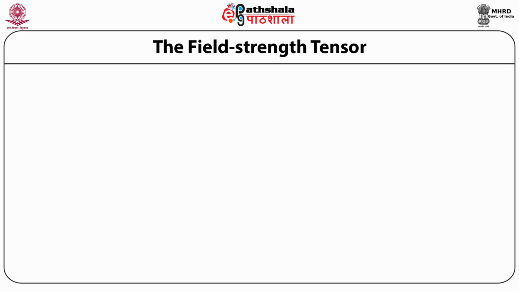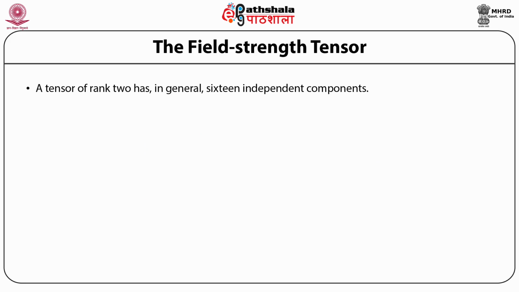The field strength tensor. Now we know that if we look at a second rank tensor, then in general a rank 2 tensor would have 16 independent components. When we consider a symmetric rank 2 tensor, by definition a symmetric rank 2 tensor means that the rows and columns are interchangeable. That means if we interchange the index, then we must get the same value of the term. So in case of a symmetric rank 2 tensor, instead of 16 independent components, we have 10 independent components.